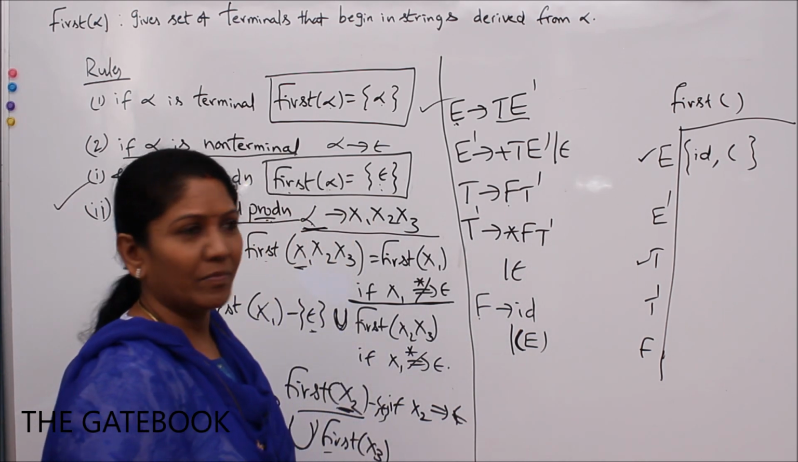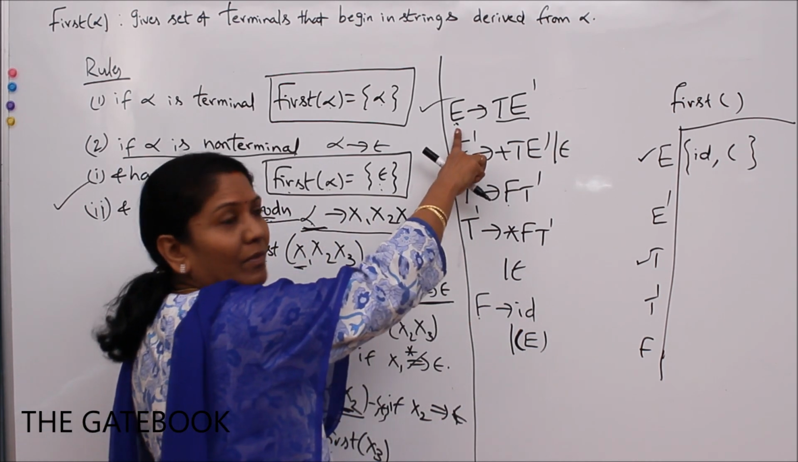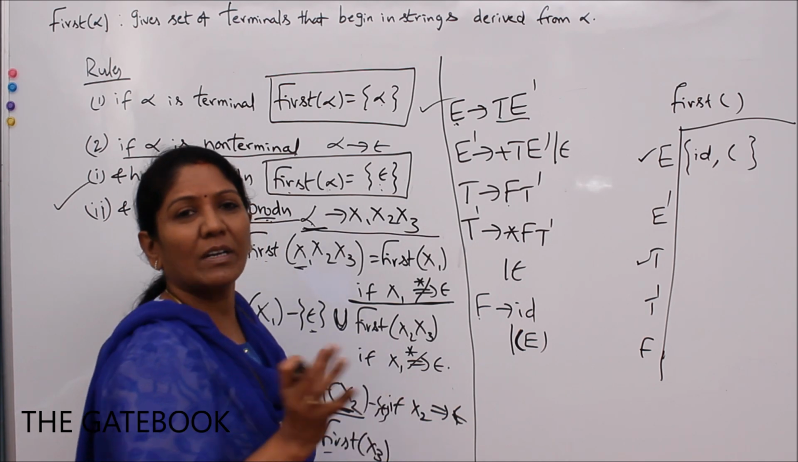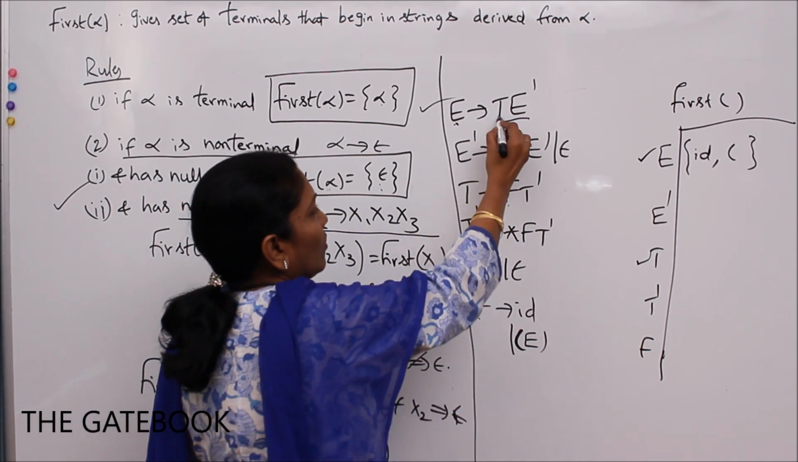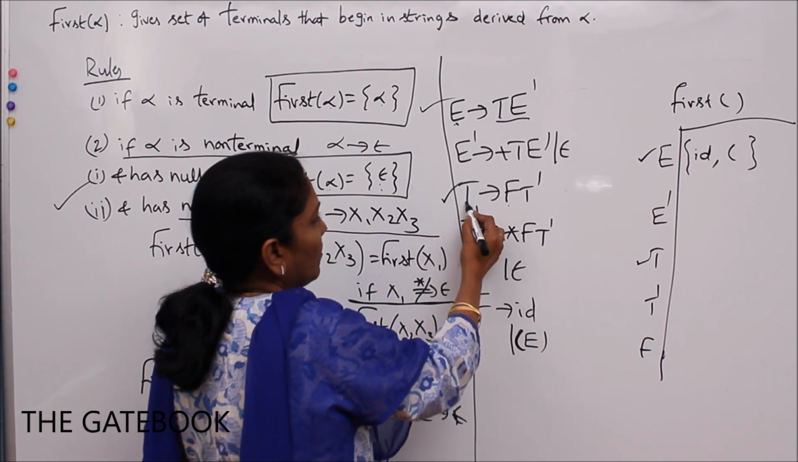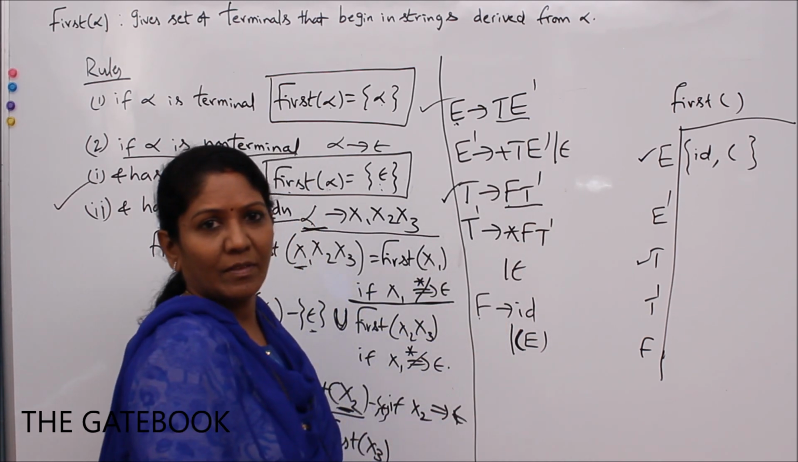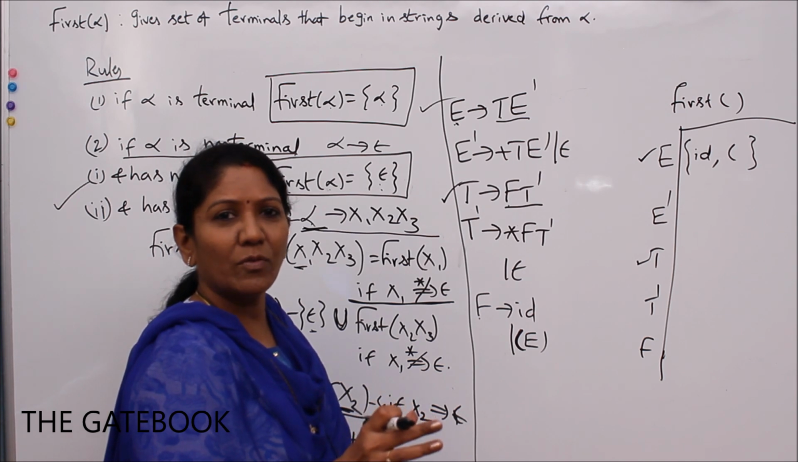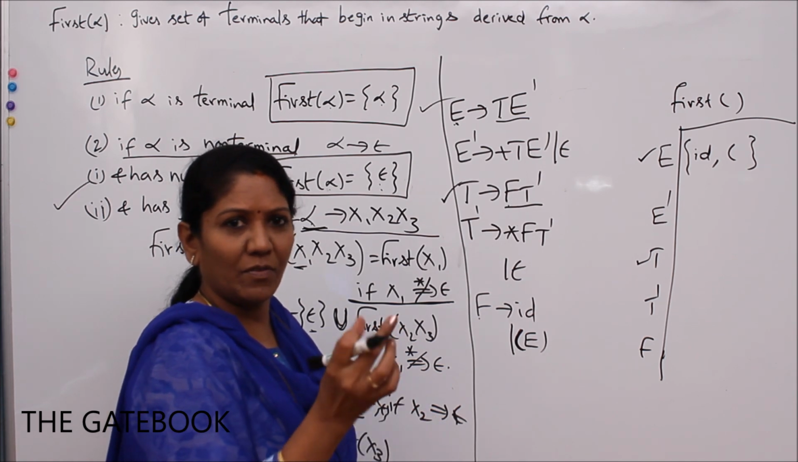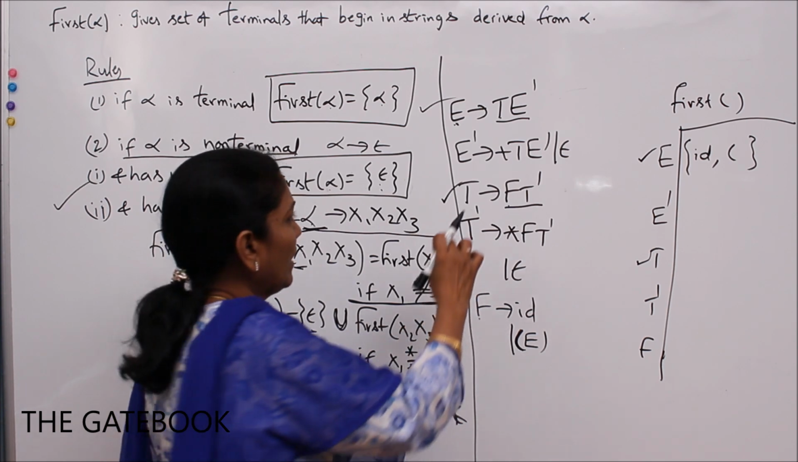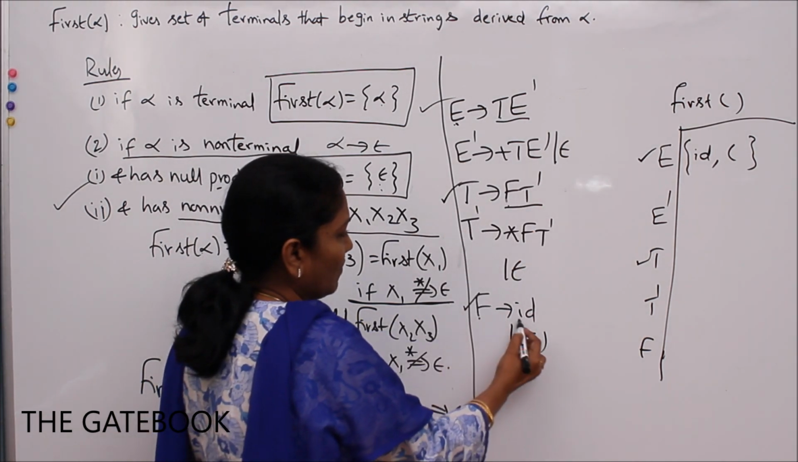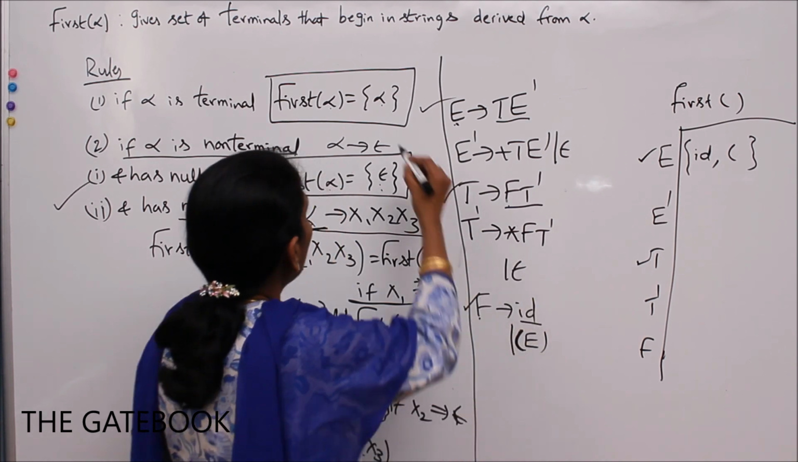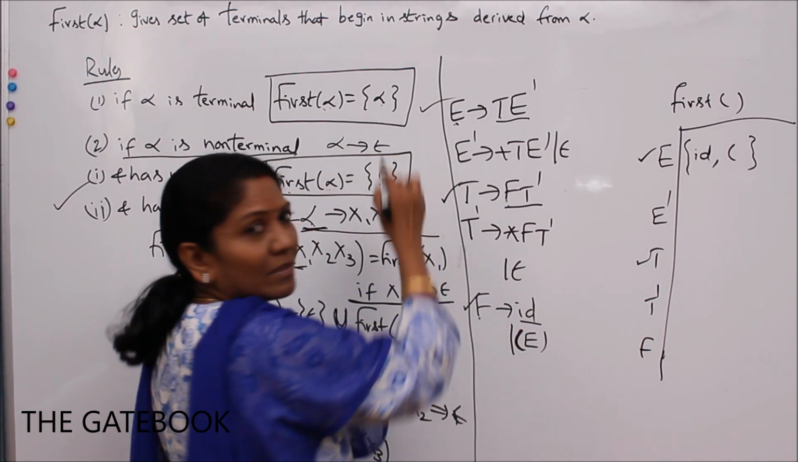I repeat once again. First of E is first of T dash. What is first of T dash? It is first of T. Now take the rule for T. First of T is first of FT dash. How do we evaluate first of FT dash? The rule is recursive, so every time you have to apply the same rules. First of FT dash is first of F. What is first of F? First of F is first of ID. Since ID is a terminal, first of any terminal is the terminal itself.